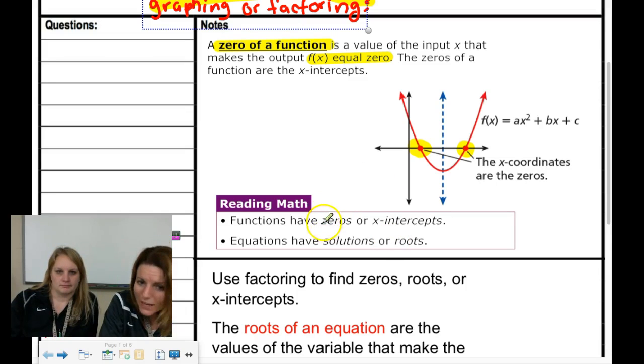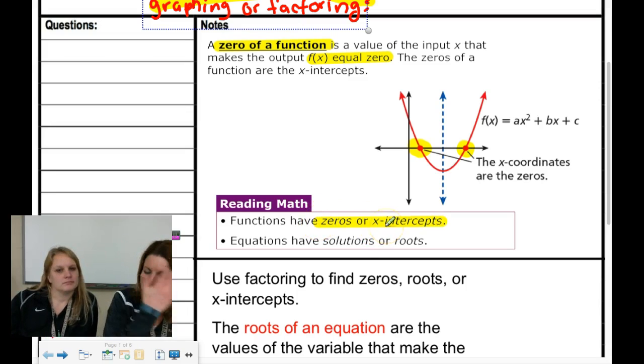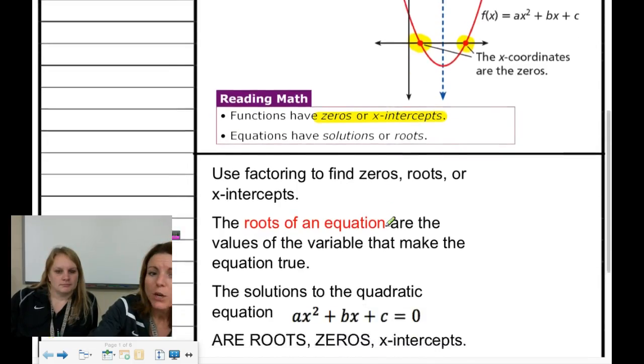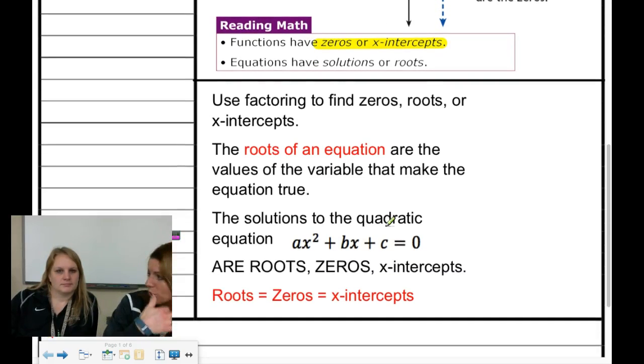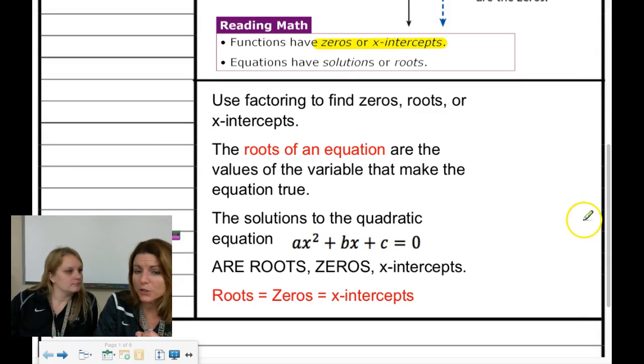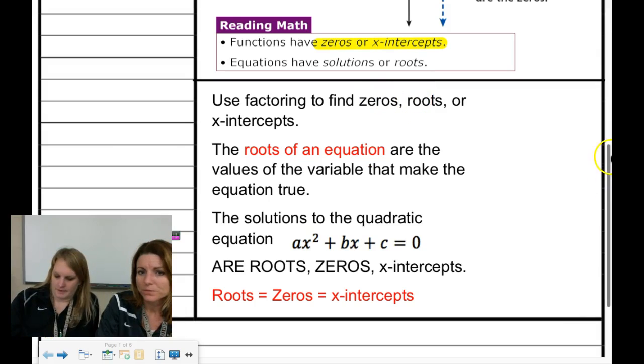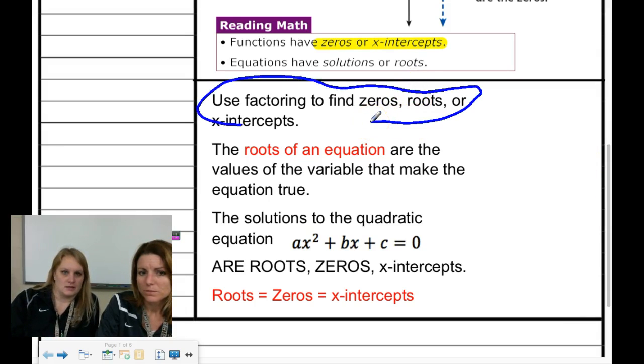And equations have solutions or roots. So we're going to really emphasize, which is right below here, we're going to be eventually using factoring to find zeros, roots, or x-intercepts. Why do I say that? They all are the same answer. I'm just going to write that. These are all the same.